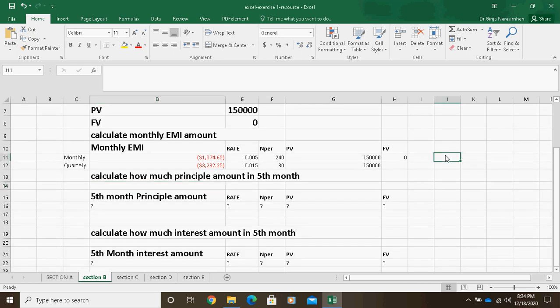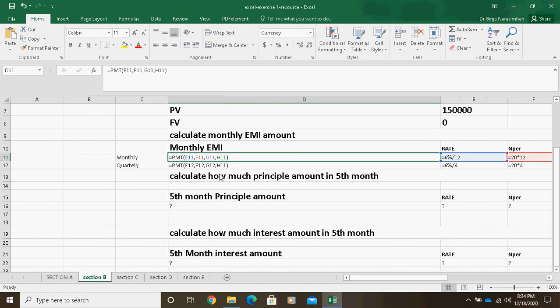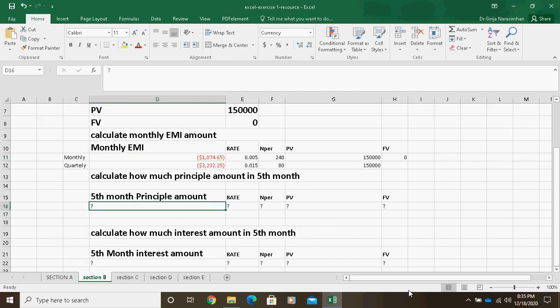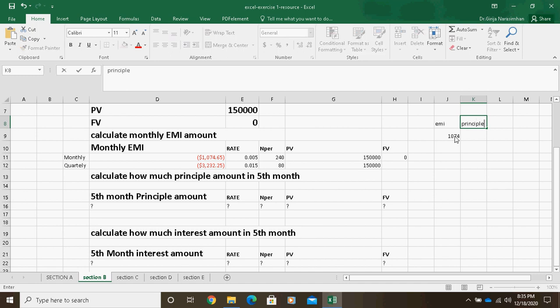The same way I will calculate here. The formula name is PMT. Suppose I want to show the formula, I will show it here: PMT, E1, F1. Now suppose I want the principal amount in the 5th month. This is my EMI for every month, and there are 2 things in EMI. One is the principal amount and one is the interest amount. Correct or not? This is my principal amount and this is my interest amount. I want to calculate both.